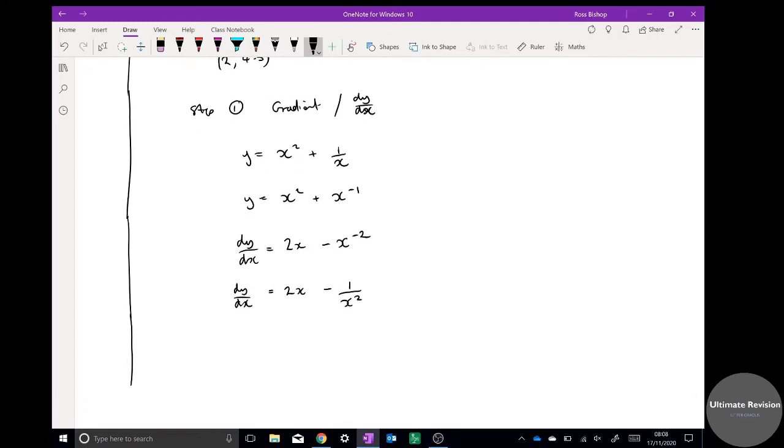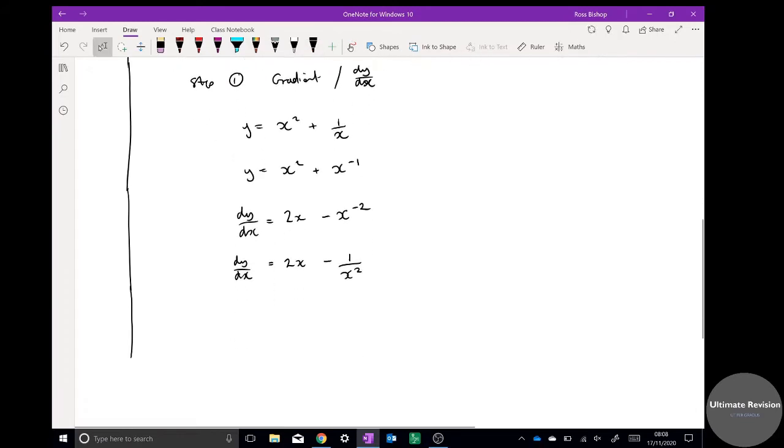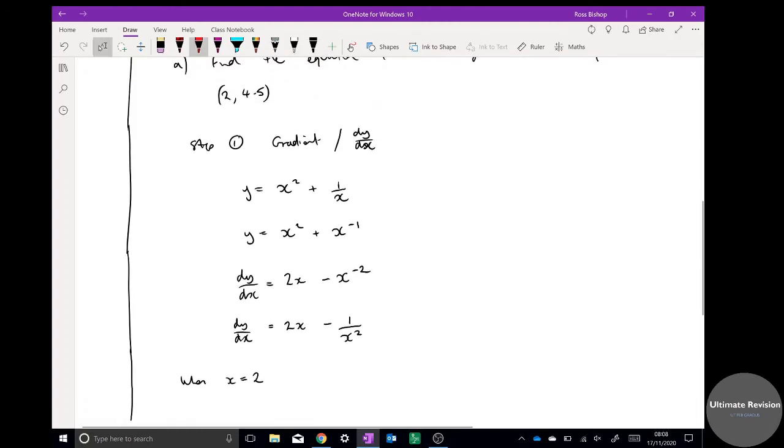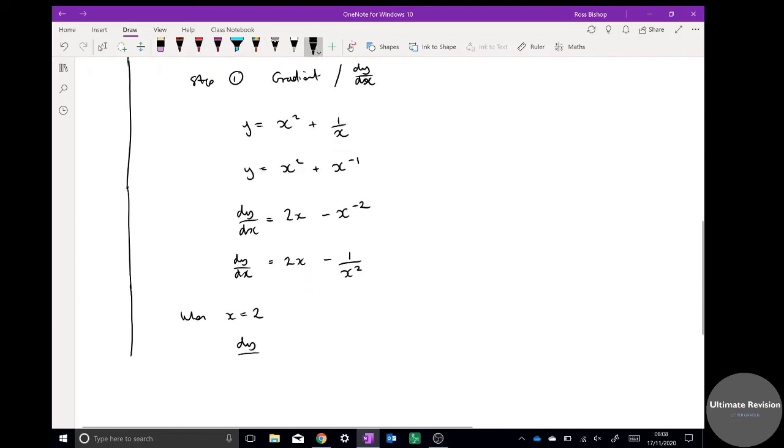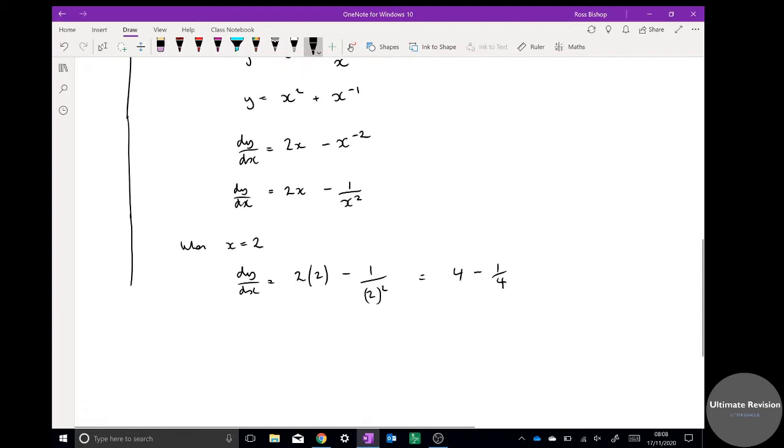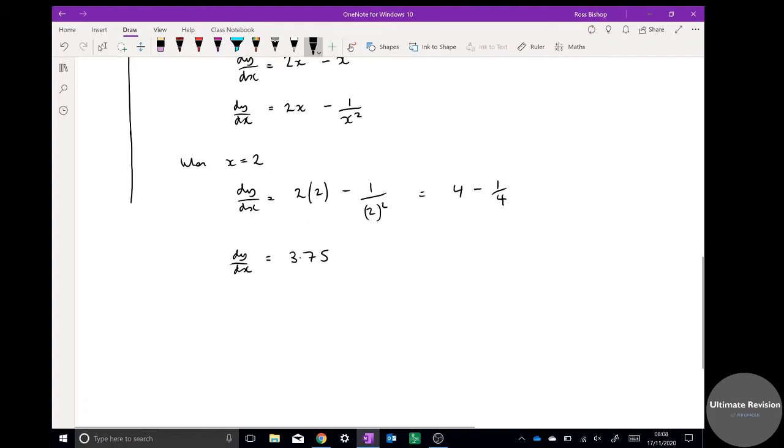So that's what the dy/dx is. Okay. Right, I know my x coordinate. When x equals 2, dy/dx equals 2 times 2 minus 1 over 2 squared, which is 2 times 2, which is 4, minus a quarter. So it's going to equal 3.75. That is my gradient, dy/dx. So I've really done the hard bit now.